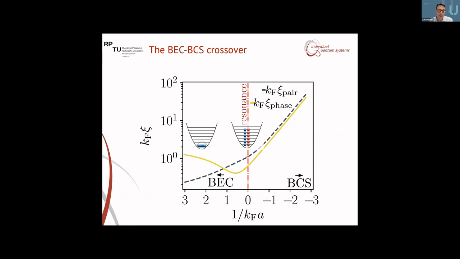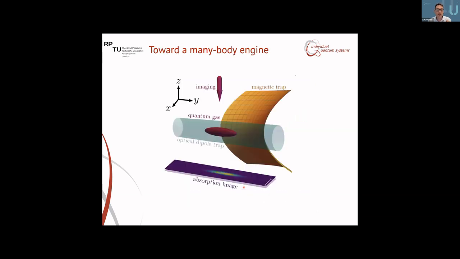Right on resonance, because the pairs are so large, Pauli blocking forbids the population of single particle states, and you have to form a Fermi sea, and Fermi-Dirac statistics is the right quantum statistics that plays a role. That means for this composite two-body system, you can go from Bose-Einstein statistics to Fermi-Dirac statistics just by tuning the interaction strength, by tuning the magnetic field in the lab. And these are now the ingredients to form a many-body engine.